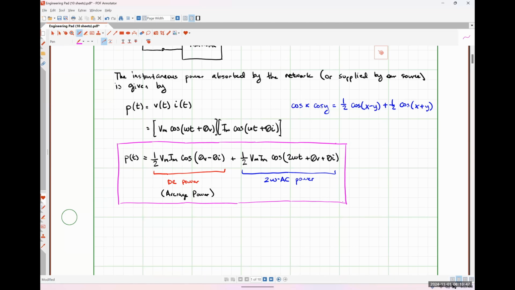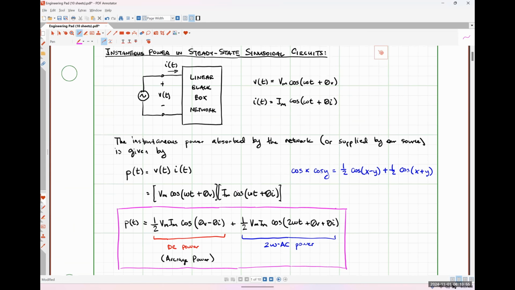Okay. So this expression that we have derived is a generic expression because we don't know what's in our linear black box network. It could be literally anything. So we can always fall back on this expression. However, it requires us to know both the magnitude of the current and the phase angle of the current, the magnitude of the voltage, and the phase angle of the voltage.